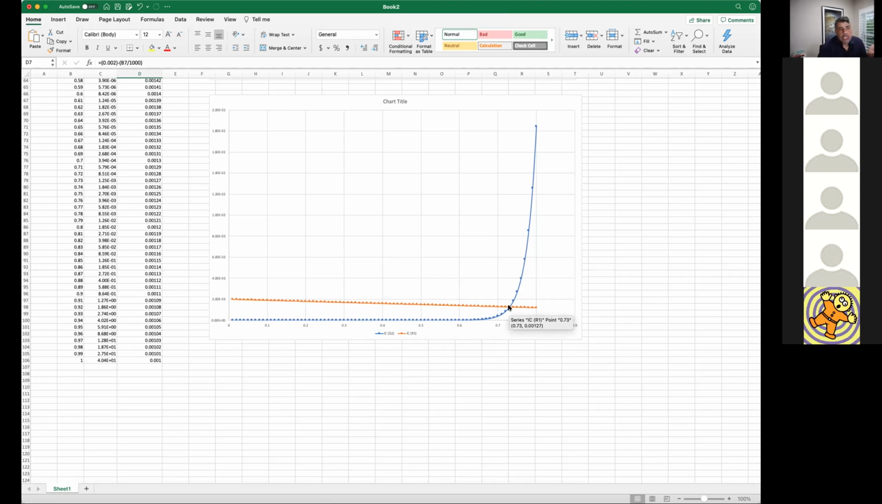It's close to 0.75, but that was just a guess, that's where I started everything from. It could have easily ended up being 0.7 or 0.68 or whatever. So this is the point we're looking for, where these two intersect.